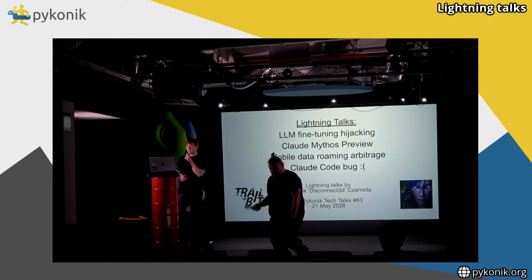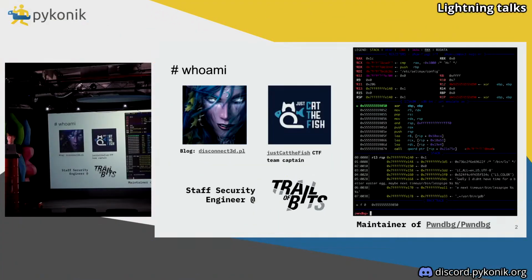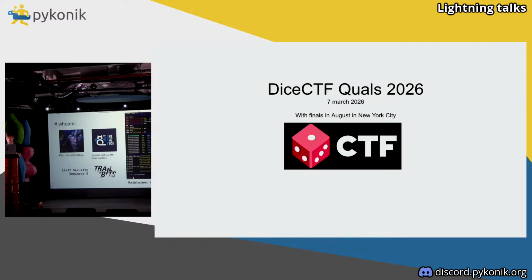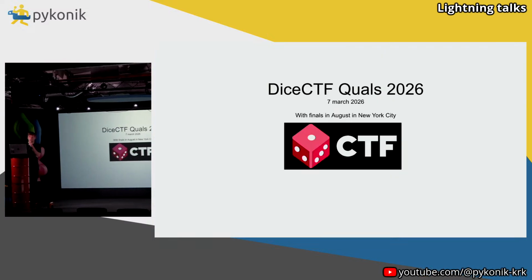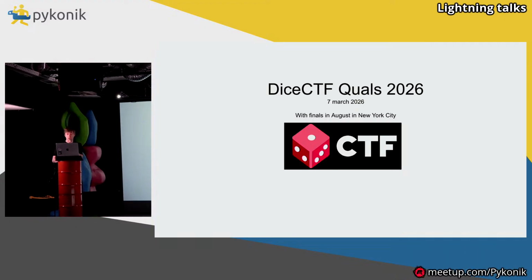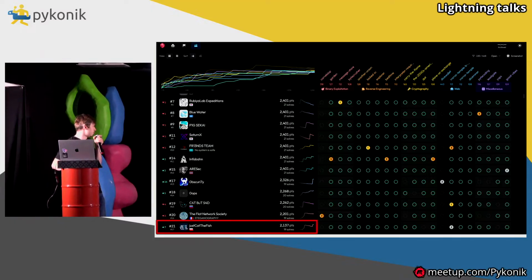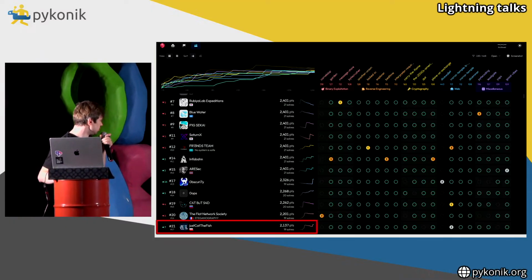Welcome everybody. I'm going to have four lightning talks. The first one will be about LLM fine-tuning. You know me. Anyway, there was this challenge from the DICE CTF qualifications competition, which has finals in August. We didn't really qualify. We scored 21st place with 19 solved challenges.